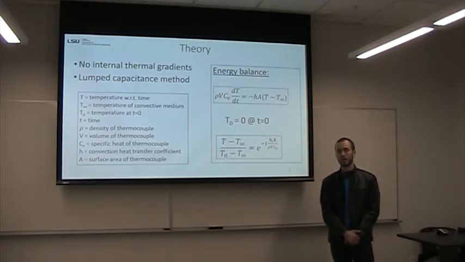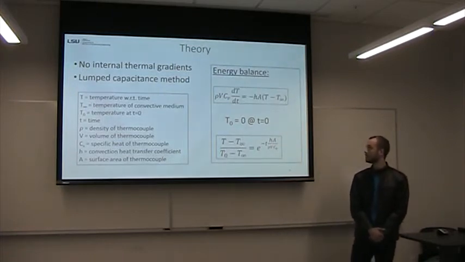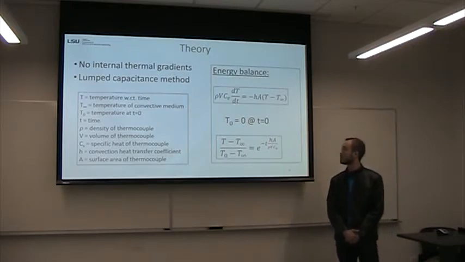For the theory, we assume that there are no internal thermal gradients, and then we use the lumped capacitance method. From there, we perform an energy balance on the thermal system, and integrating with respect to time with the initial condition of T naught equals 0 at 0 seconds, we get this equation on the bottom right.